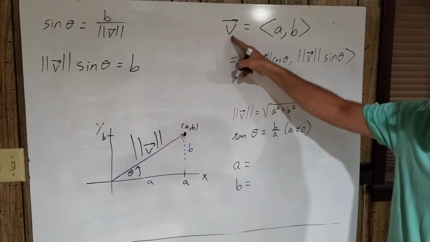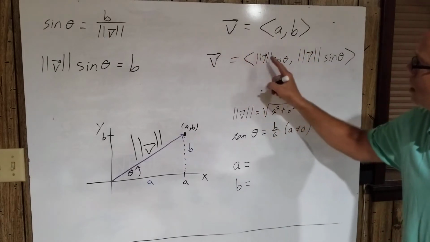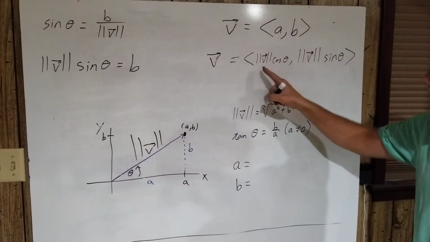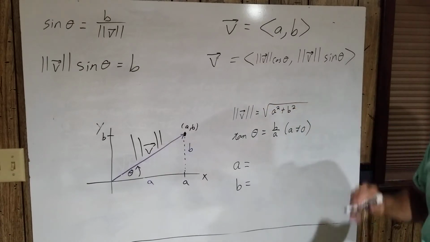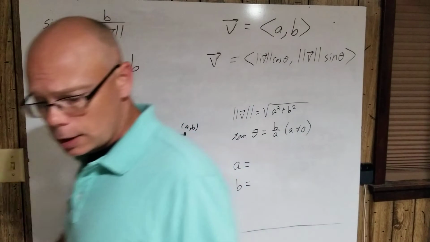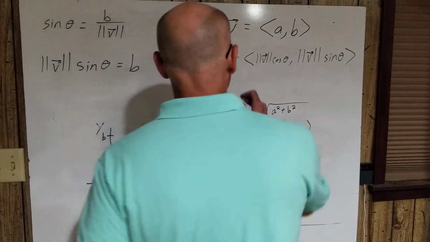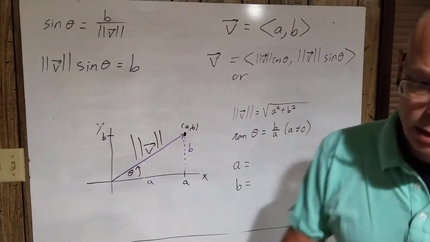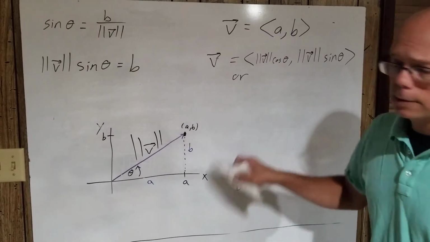So what are we saying? We're saying vector v in component form is a, b, but I can find those components a and b by calculating the magnitude of vector v times cosine of theta, and the magnitude of vector v times sine of theta, okay? That's what they're trying to say right there. And they say this also. I need to erase some more stuff. Or we could say this.